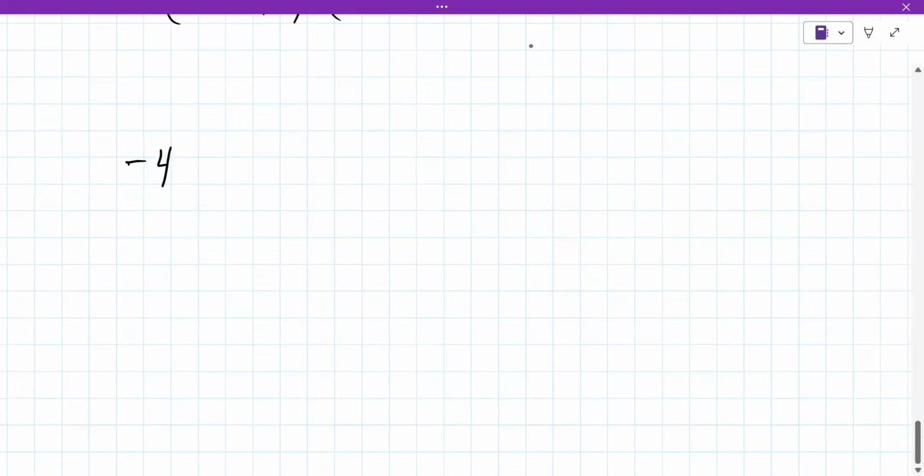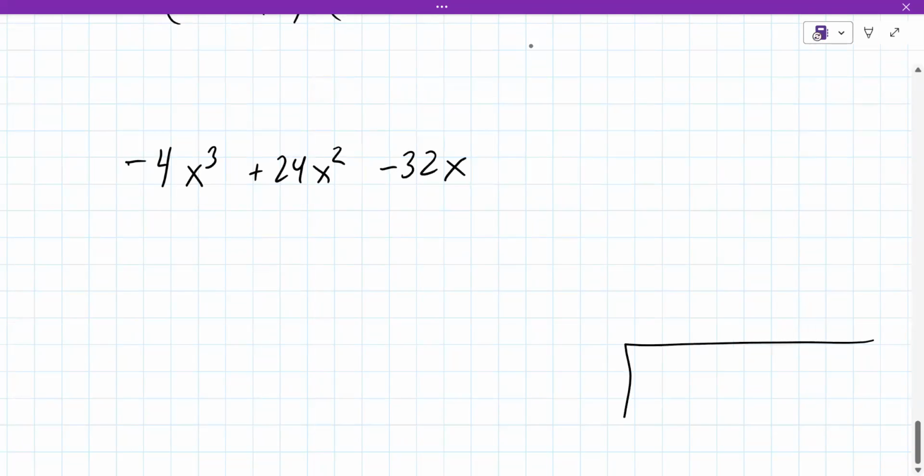minus 4x cubed plus 24x squared minus 32x. So divide those all by 4, -4. Well, I just want your final answer, but try to decide if it's just a number or if it's a number and a letter that goes into all of them. They all have x's, so you are going to factor out a -4x. I'm going to just step away for 30 seconds, be right back.